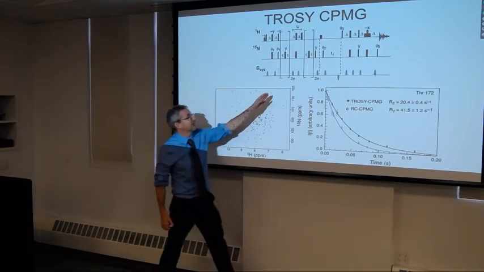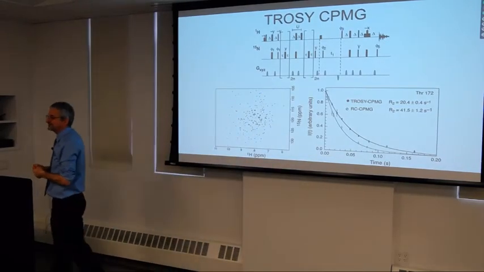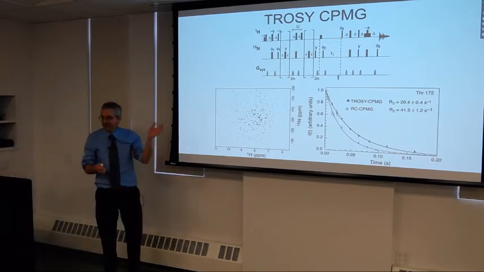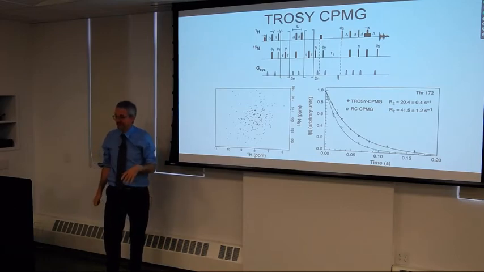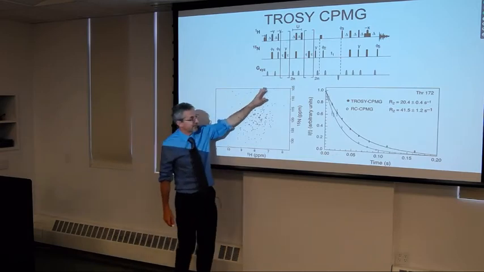It would have been harmless to put that pulse into the conventional CPMG experiment, but there was no need to, so we left it out. But here it's essential, otherwise we're swapping alpha and beta states, which we don't want to do in the TROSY experiment. Otherwise it's the same.